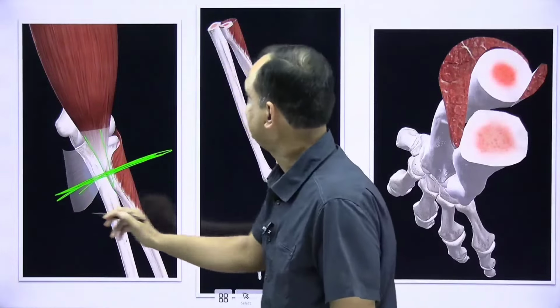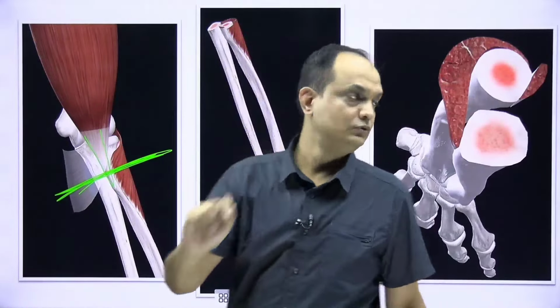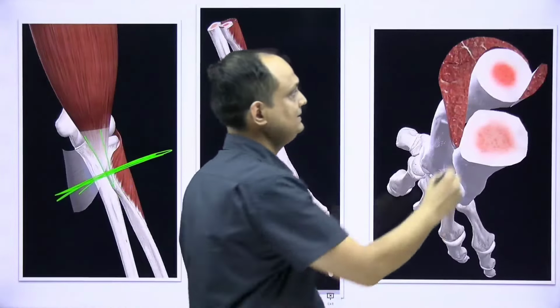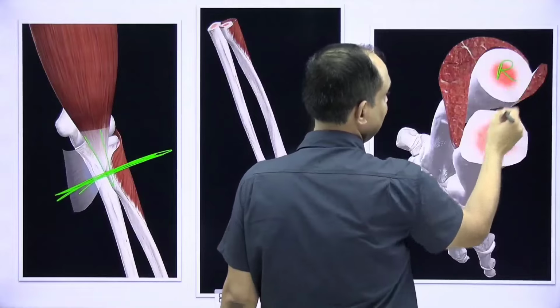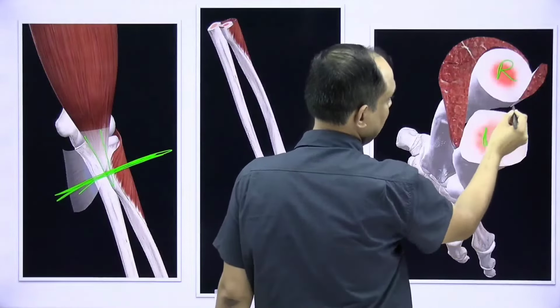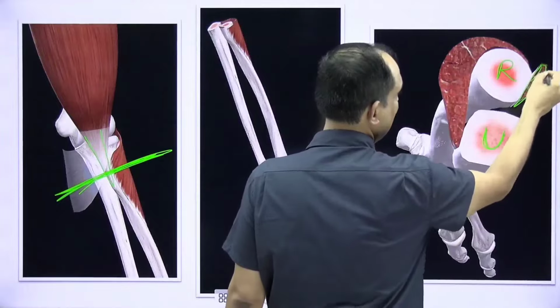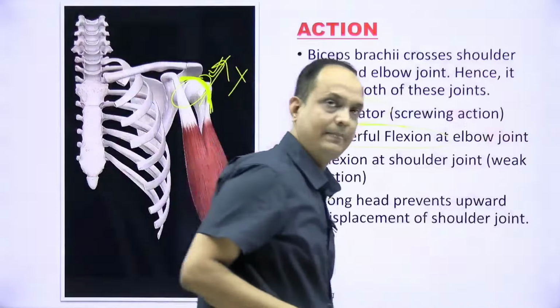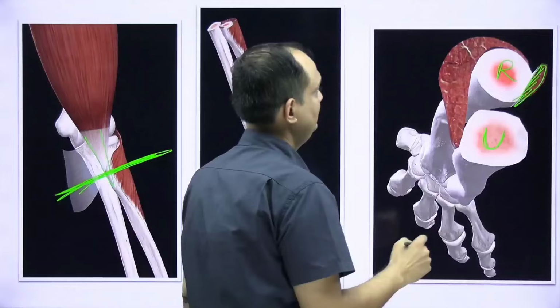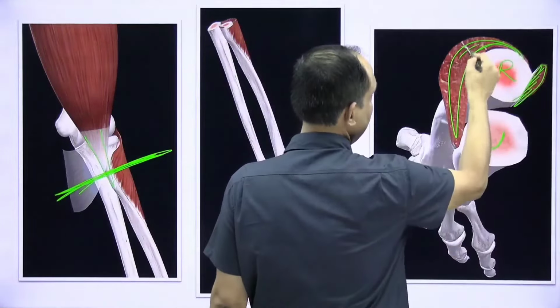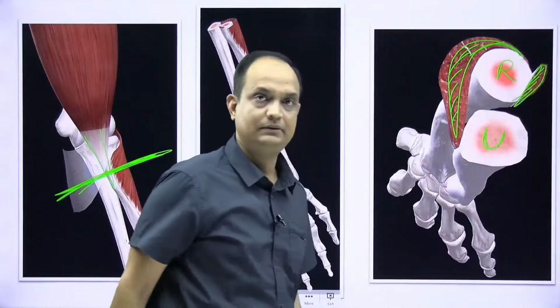Once you take the section at this level and zoom it out, what is the important thing we are able to understand? That this is the radius and this is the ulna. This is your radial tuberosity, on which you can see the insertion of your biceps, and on the posterior side you have the supinator. This muscle is supinator.